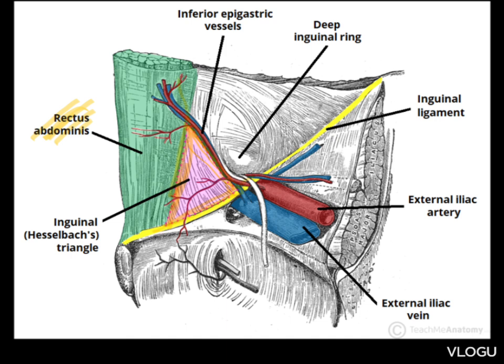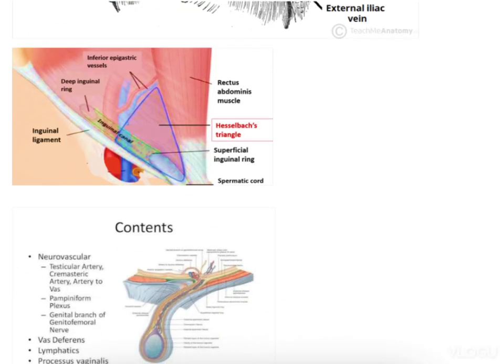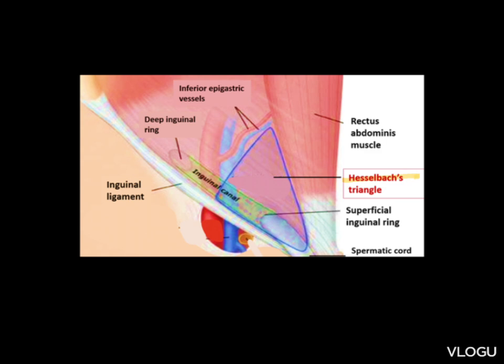Inferiorly we can see the inguinal ligament. So medial will be the rectus abdominis, lateral will be the inferior epigastric vessels, and inferior will be the inguinal ligament. Next, we can see that a direct hernia occurs here. The doctor commonly asks viva questions about the direct hernia. Okay, so same to same, this is also Hesselbach's triangle.